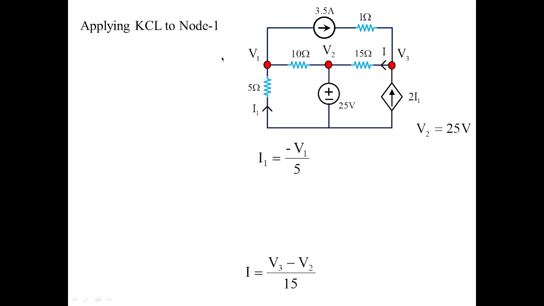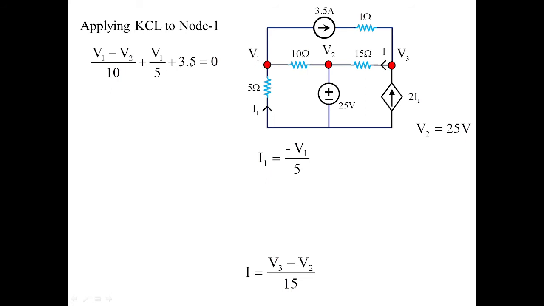So applying KCL to node 1 will give you the value as (V1 minus V2)/10. This is one branch current. Then you have V1/5. This is another branch current. This is positive because we are assuming V1 to be at higher potential, and current is leaving this particular node.